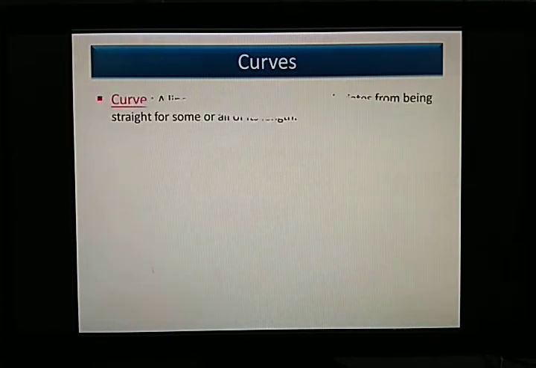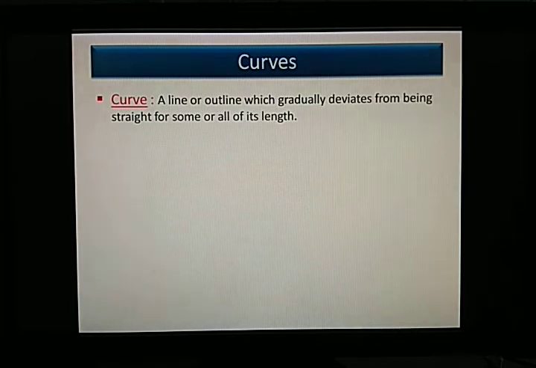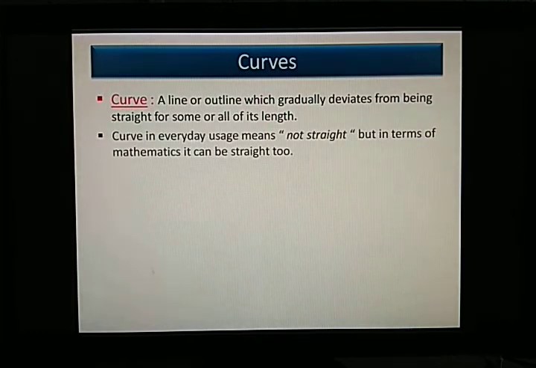So there is some picture that is coming right now in our mind. So before going to that, let us first go to the definition of curve. So what is a curve? It is a line or an outline which gradually deviates from being straight for some or all of its length. Now let us see the next point. Curve in everyday usage means not straight, but in terms of mathematics it can be straight too.